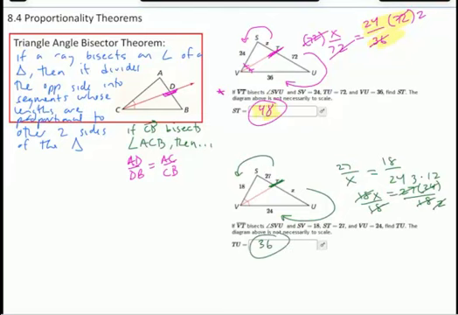So I could have either left my original calculation, 27 times 24 over 18, or my calculated value, and that would give me the answer for this problem.